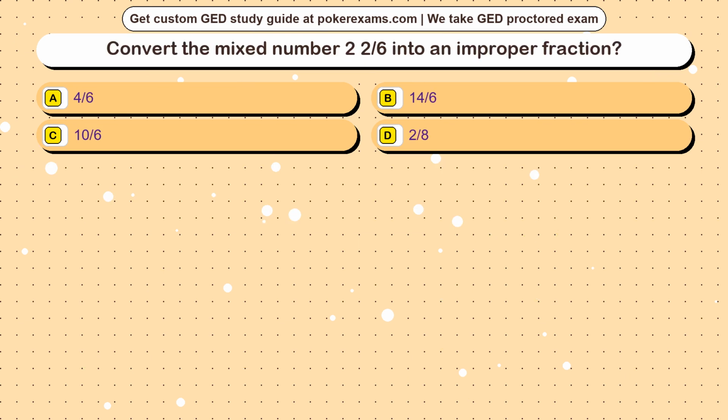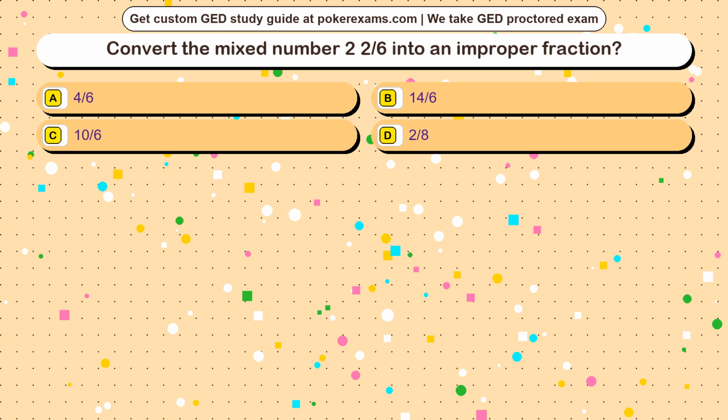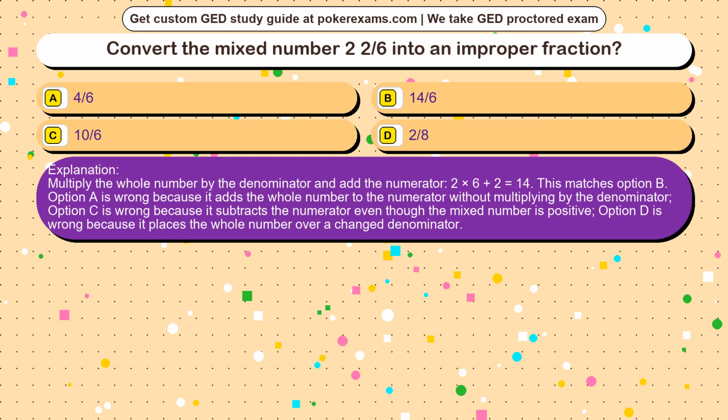Question 12. Convert the mixed number 2 and 2/6 into an improper fraction. Option A 4/6. Option B 14/6. Option C 10/6. Option D 2/8. The correct answer is option B. Multiply the whole number by the denominator and add the numerator. 2 times 6 plus 2 equals 14.